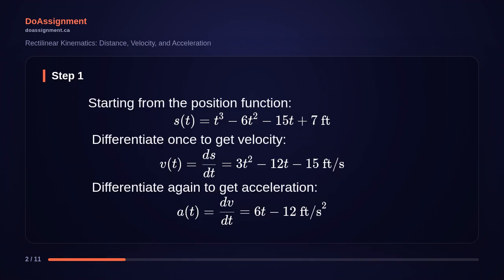We begin by differentiating the position function with respect to time. The first derivative gives us velocity, 3t squared minus 12t minus 15 feet per second. The second derivative gives acceleration, 6t minus 12 feet per second squared.